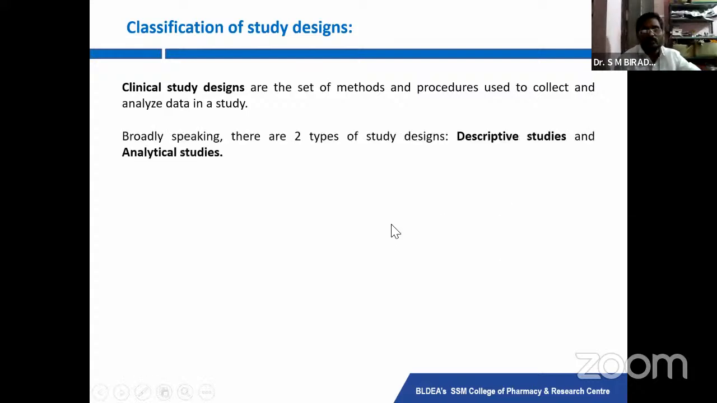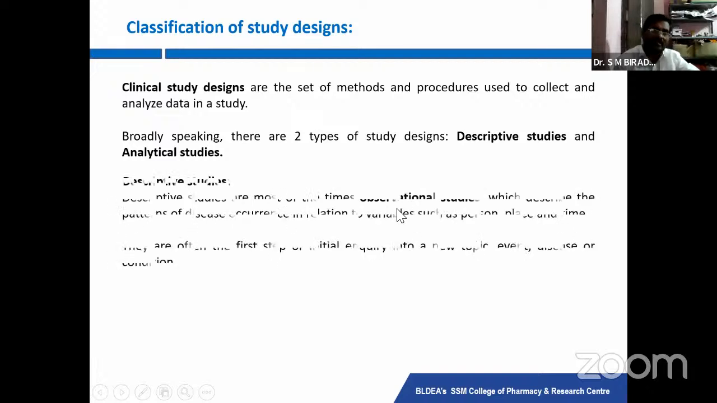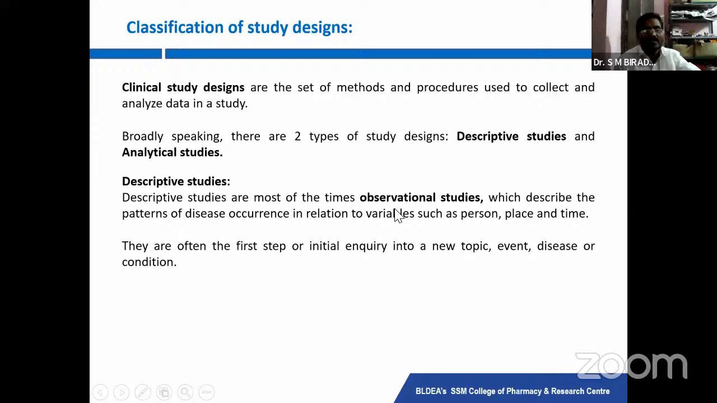Broadly speaking, there are only two types of clinical study design. One is the descriptive study, and another one is the analytical study. Descriptive studies are most of the time observation-based studies. I told you in the last slide what observational studies are. An example of a descriptive study is the observation study, which describes the pattern of disease occurrence in relation to variables such as person, place, and time.